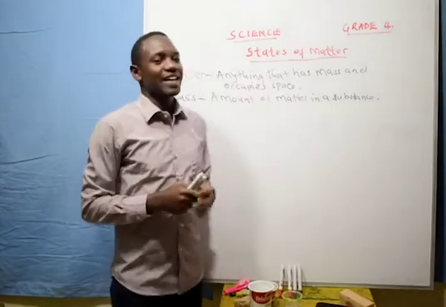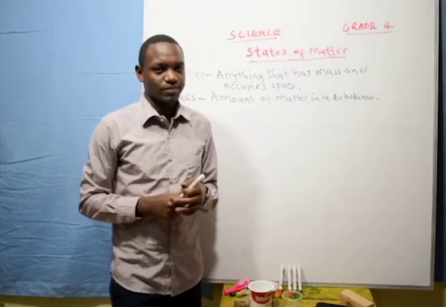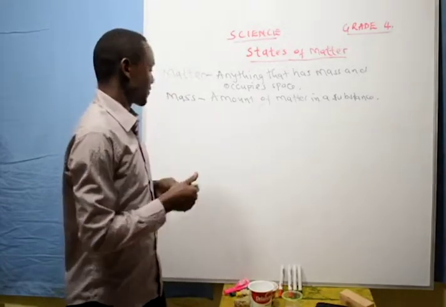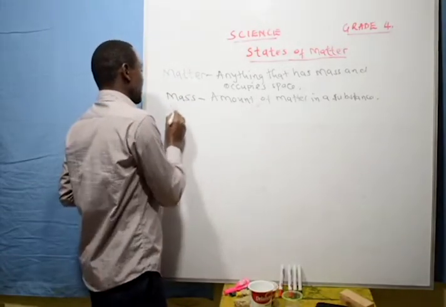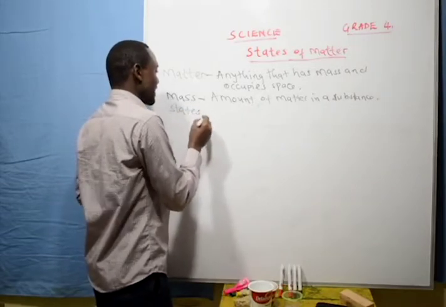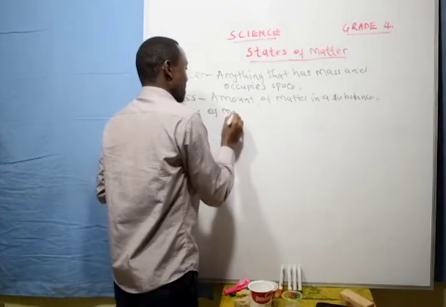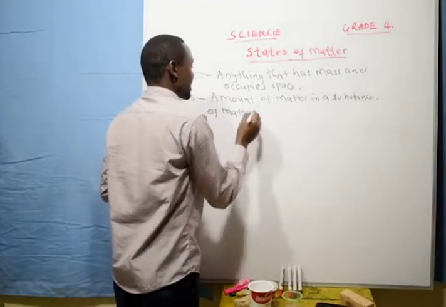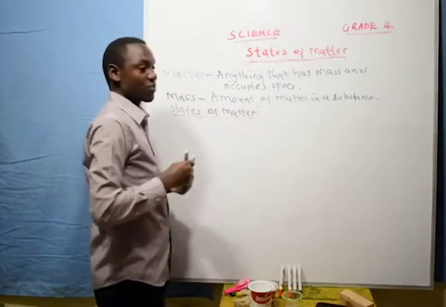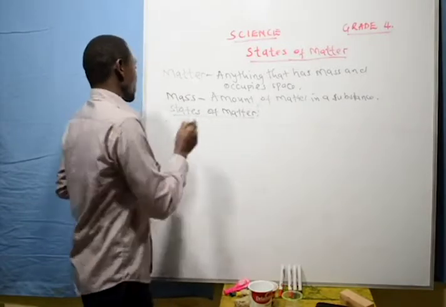We say matter exists in 3 forms. Let's now identify these forms or the states of matter. Matter exists in 3 states or forms. We have 3 states of matter. We have the things we call solid.